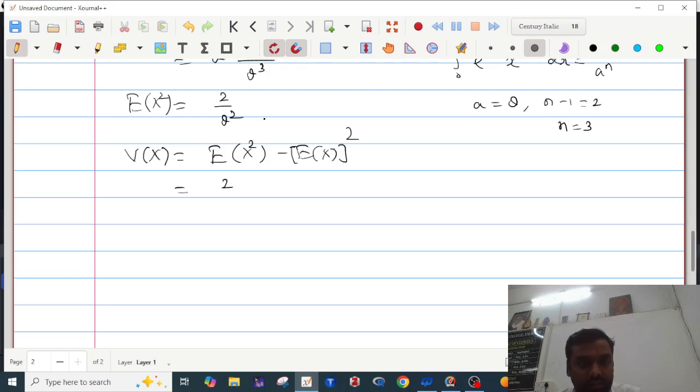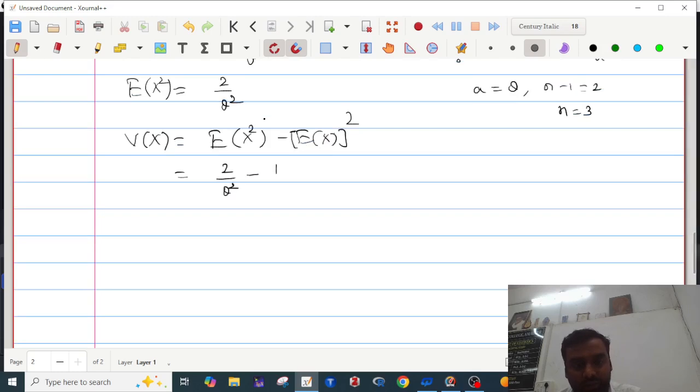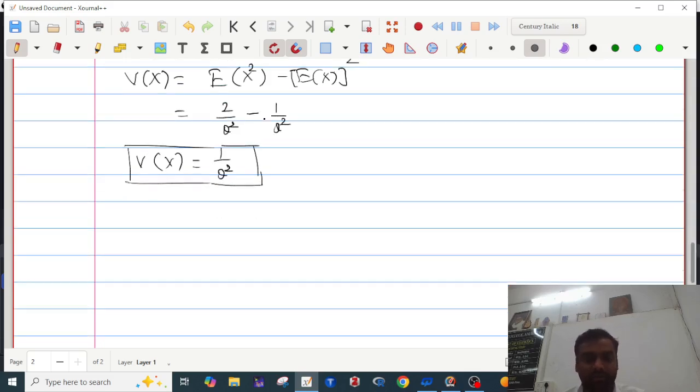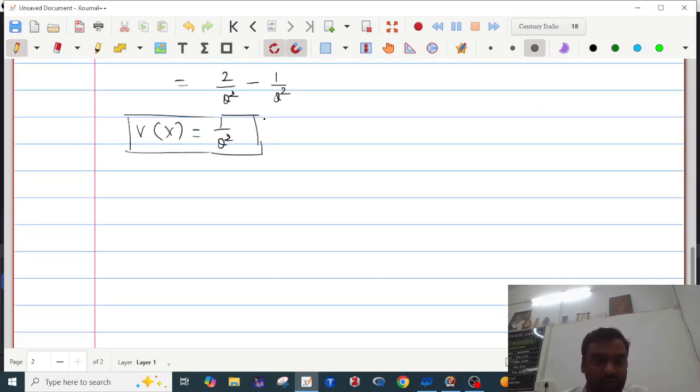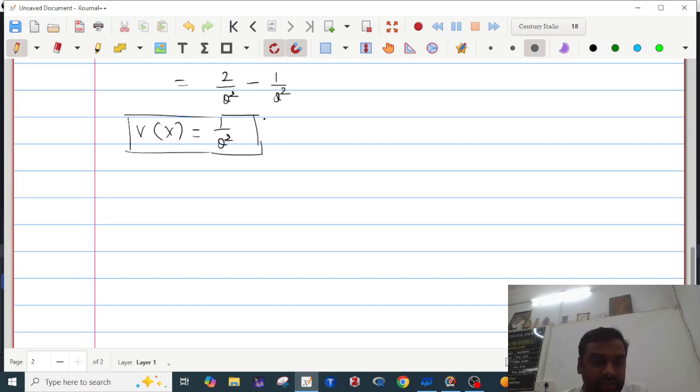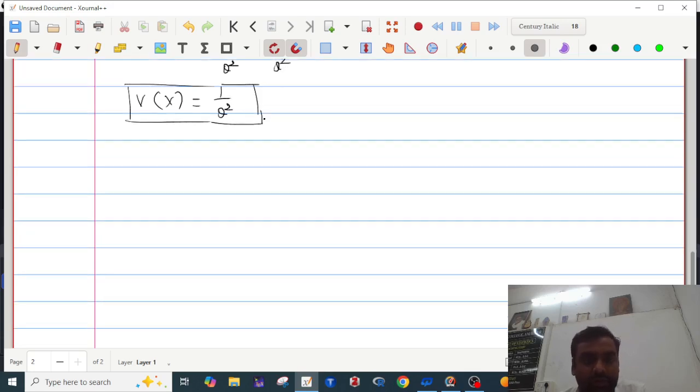Solve this: the expectation of x is 1 upon theta, and the variance of x is 1 upon theta square. So if x follows an exponential distribution with parameter theta, then the mean is 1 upon theta and the variance is 1 upon theta square. Okay.